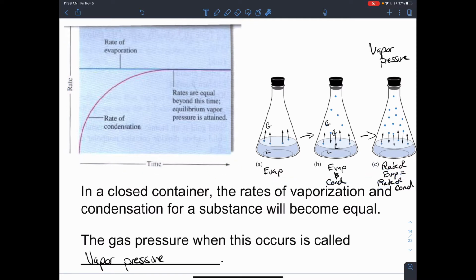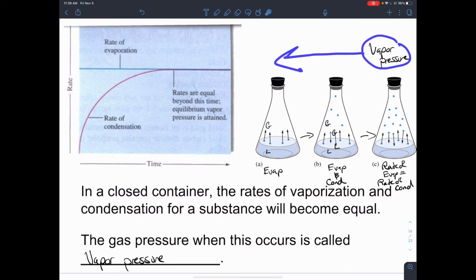look at the rate and we see that the rate of condensation slowly increases as there's more gas in the air, but the rate of evaporation stays consistent. And when the two are equal, that's when we reach the scenario in flask C. That's when the pressure inside the flask is called vapor pressure.